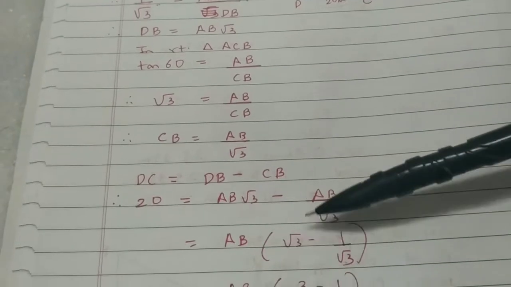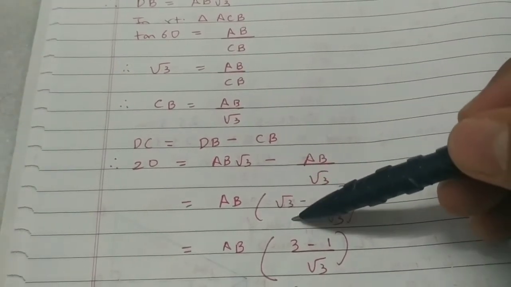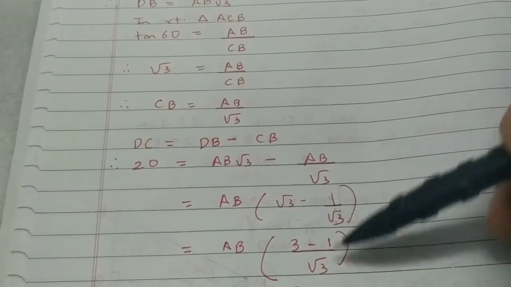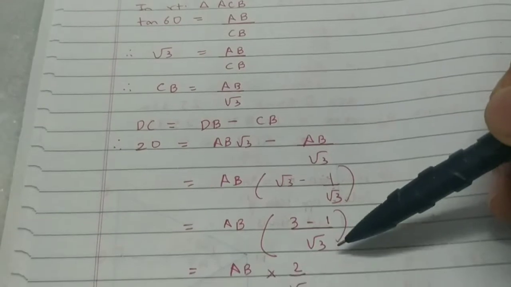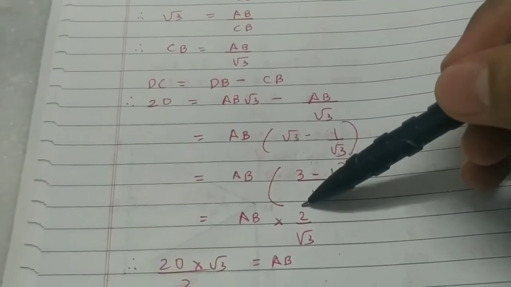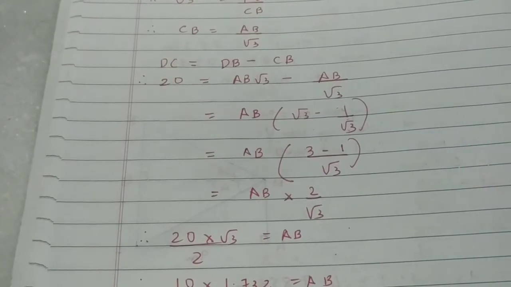Remove AB common, you get root 3 minus 1 upon root 3. LCM, so into root 3 upon root 3, so the denominator is common, root 3. But root 3 into root 3, numerator becomes 3. 3 minus 1 is 2. 2 goes down, root 3 goes up, and we get this.